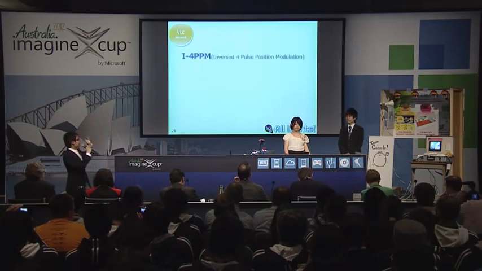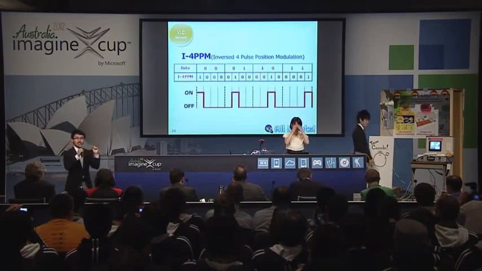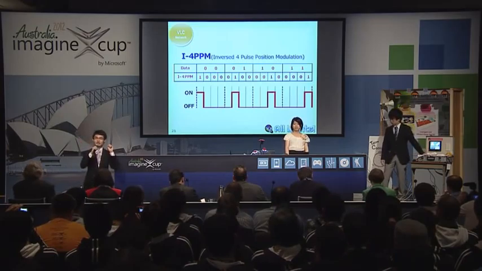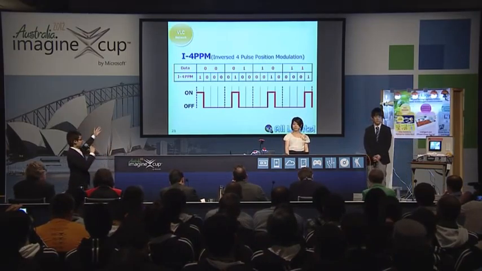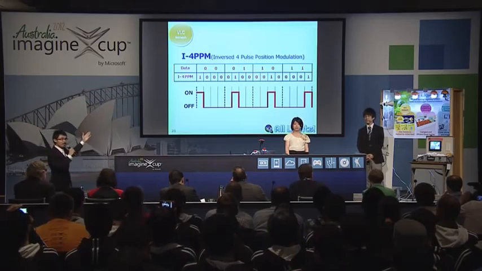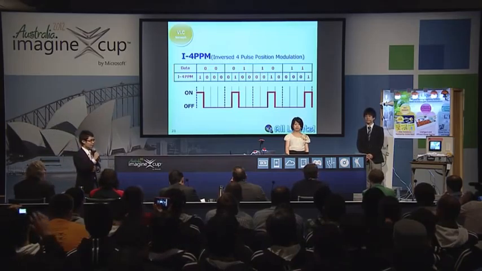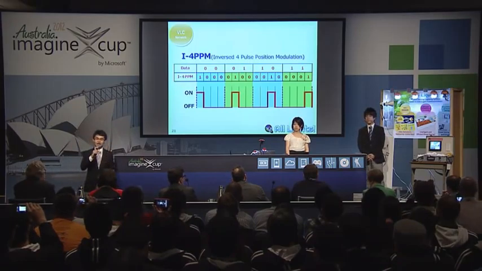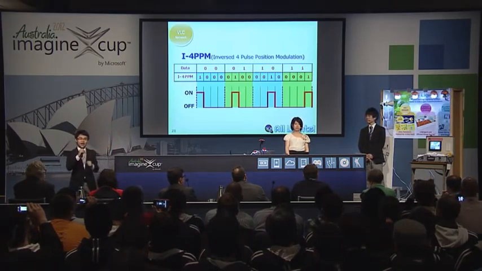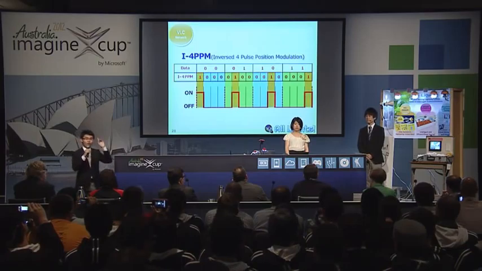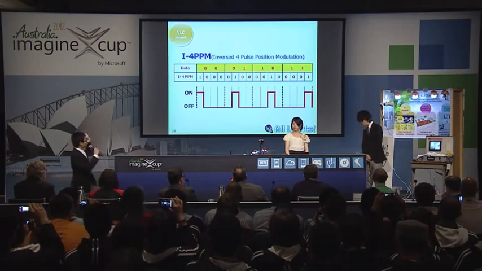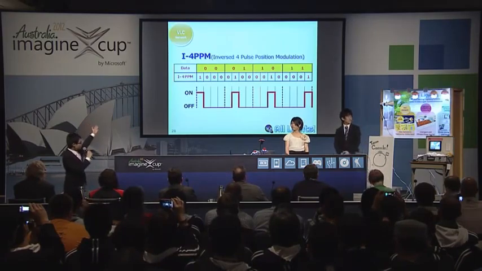Here, we use the I4PPM as the modulation method. It can keep the brightness constant regardless of transmitted data. This figure shows the I4PPM modulation method. One data frame consists of four time slots, and it can transmit 2 bits of data. Only one of the four time slots is switched on, and it corresponds to one of the two bits data here, like this.